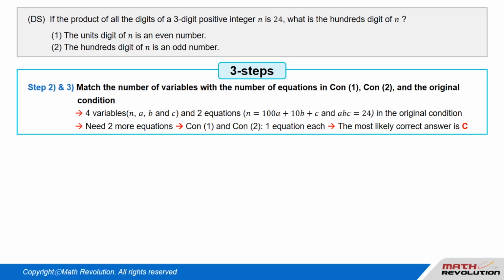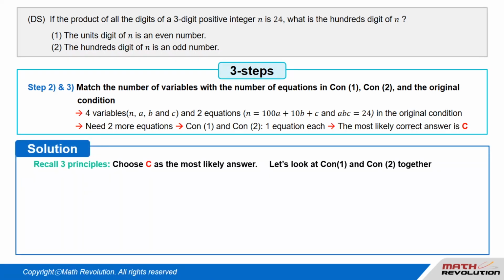Follow the second and the third steps. From the original condition, we have 4 variables, n, a, b, and c, and 2 equations, n equals 100 times a plus 10 times b plus c, and a times b times c equals 24. To match the number of variables with the number of equations, we need 2 more equations. Since conditions 1 and 2 will provide 1 equation each, C is 70% likely to be the answer. Recall 3 principles, choose C as the most likely answer. Let's take a look at conditions 1 and 2 together.